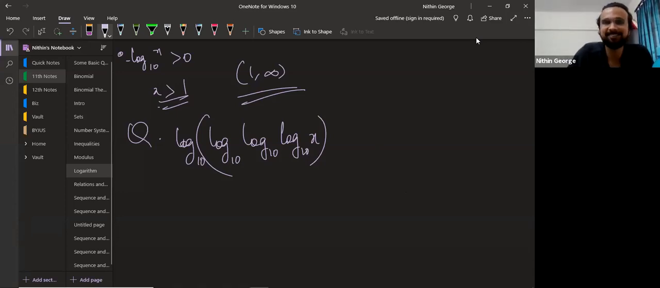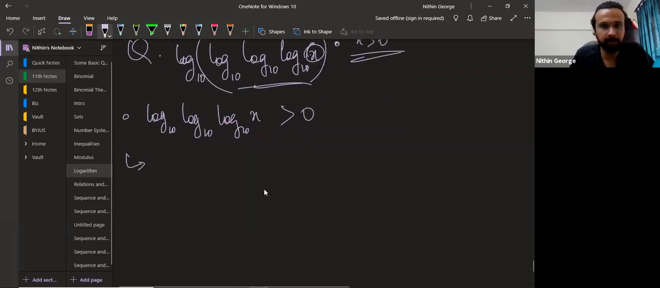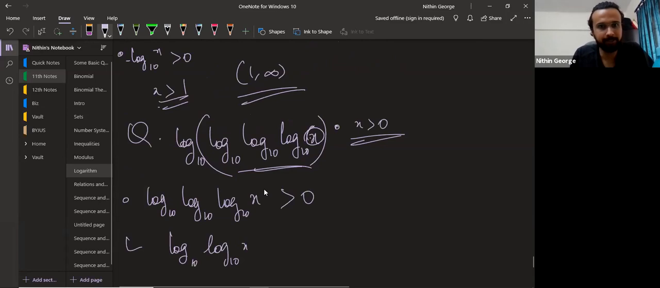Right. Okay. So the idea here is, I'll explain anyway. Log to the base 10, log to the base 10, log to the base 10 x. Okay, so from here, I know that this is inside a log, log x to the base 10, so x has to be greater than 0. First subcondition. The second one starts from here. I can deduce that log to the base 10 of log to the base 10 x, this part here, will be greater than 10 power 0, which is nothing but 1.